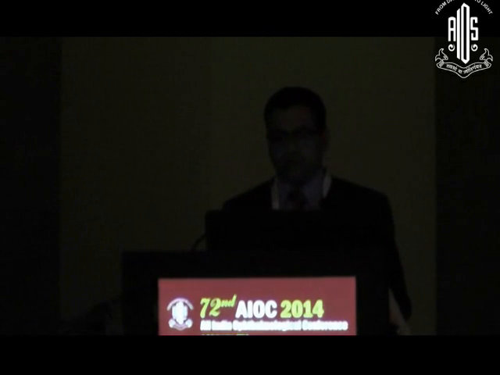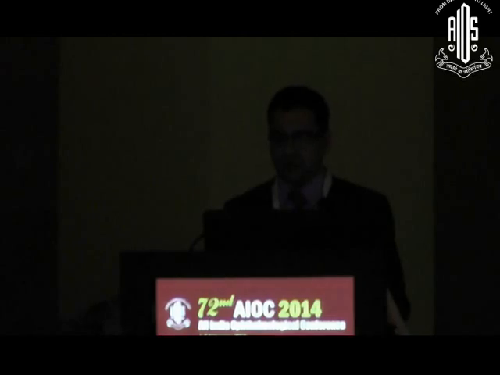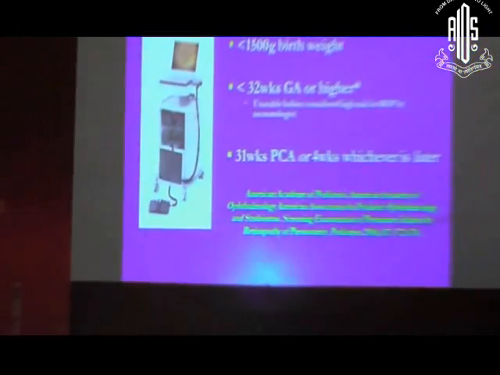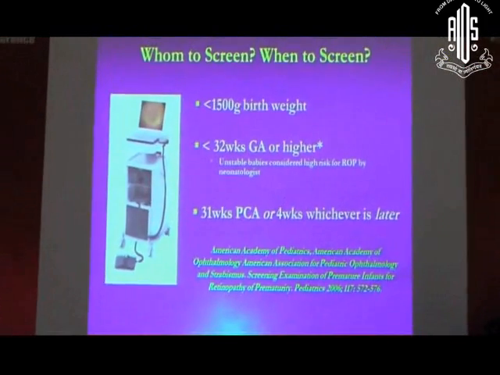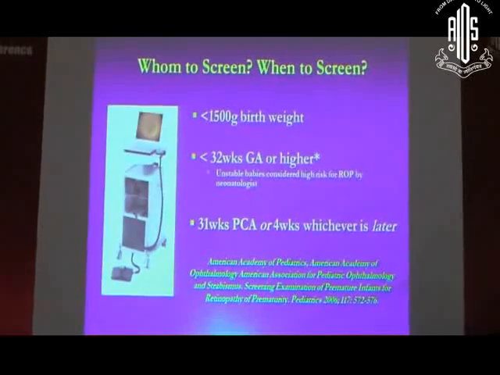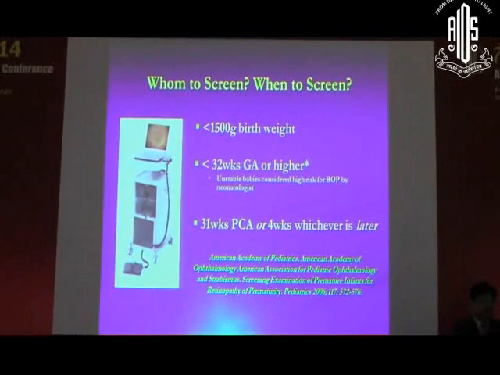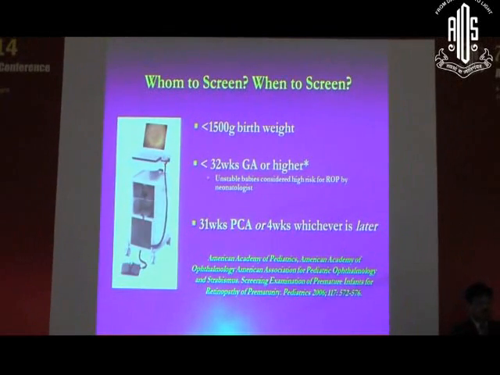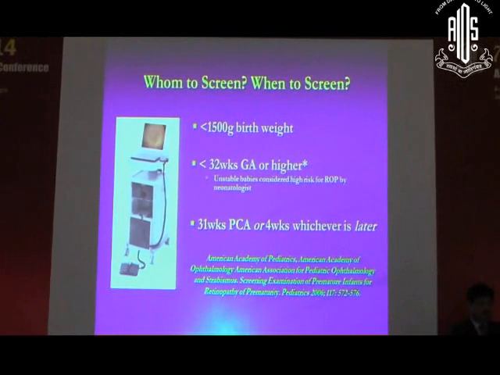This case is a 31 gestation and sexual challenges. Should we screen this baby? When should we screen this baby? The national guidance says that if you screen this baby with 15 gram birth rate or 50 weeks, higher, the believes that these babies are highest level of hospital. You can see this data in 31 weeks BCA or 4 weeks is later.